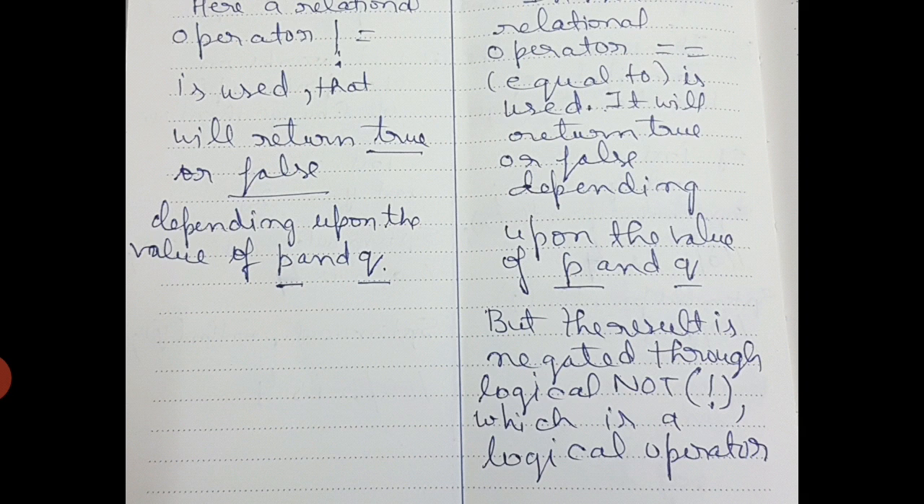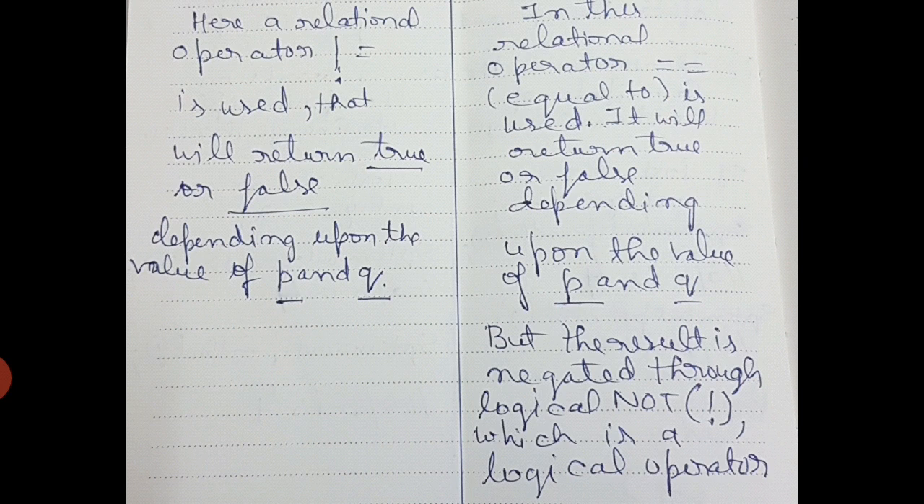If p == q returns false, then the logical not will make it true. Alright, so it simply negates the output.